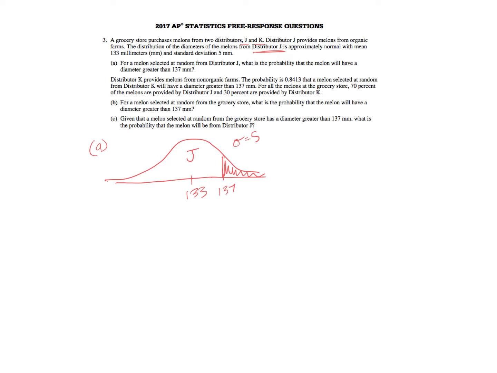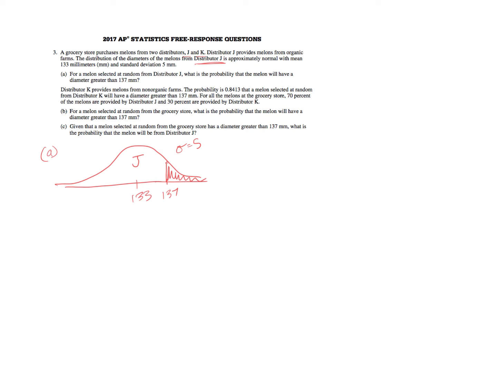So we would... it's happened that kids have forgotten how to do stuff in the calculator every once in a while. Can somebody remind me how I get to normal CDF? Second, Vars, option number 2. It's going to ask you for your lower. What's my lower in this case? 137. It's going to ask you for an upper. What's my upper in this case? A gajillion. What's my mu? 133. That's the mean. The standard deviation is 5.